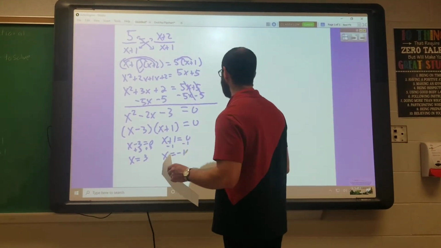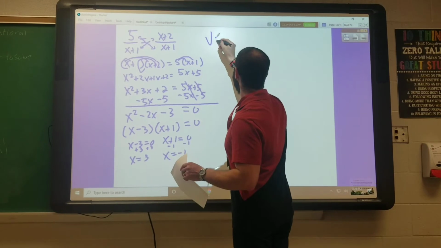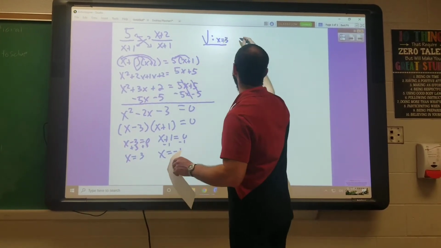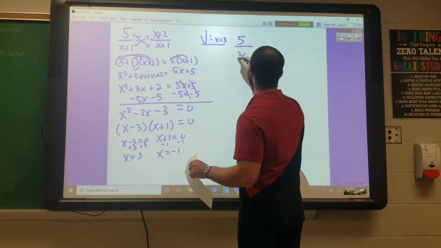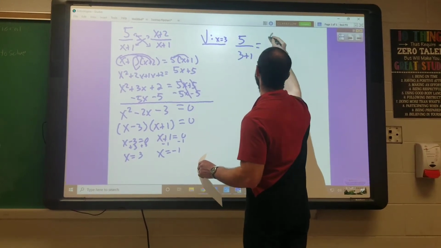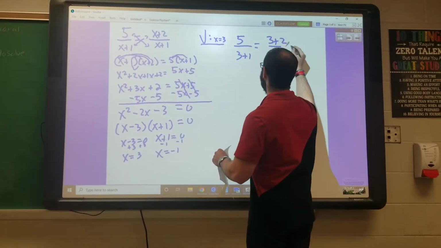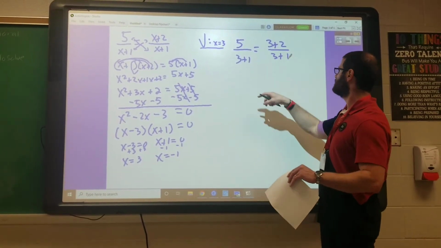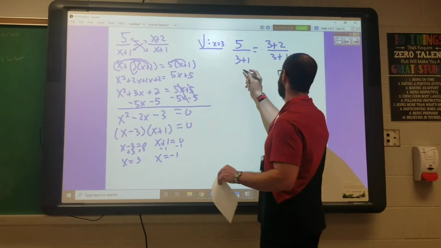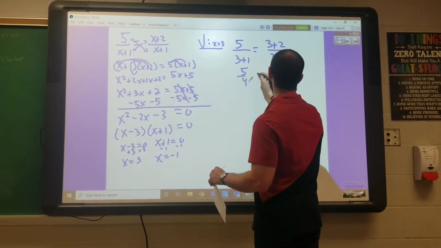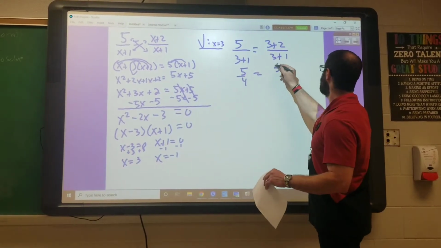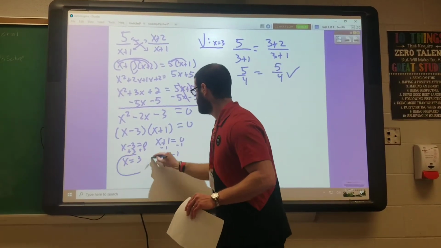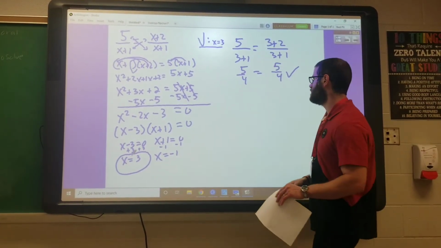So x equals 3, let's check. I'm going to say 5 over 3 plus 1. Is that equal to 3 plus 2 over 3 plus 1? Are those two sides equal? What's 3 plus 1? 4. So 5 over 4 equals 3 plus 2 is 5, 3 plus 1 is 4. So x equals 3 works in the original equation.